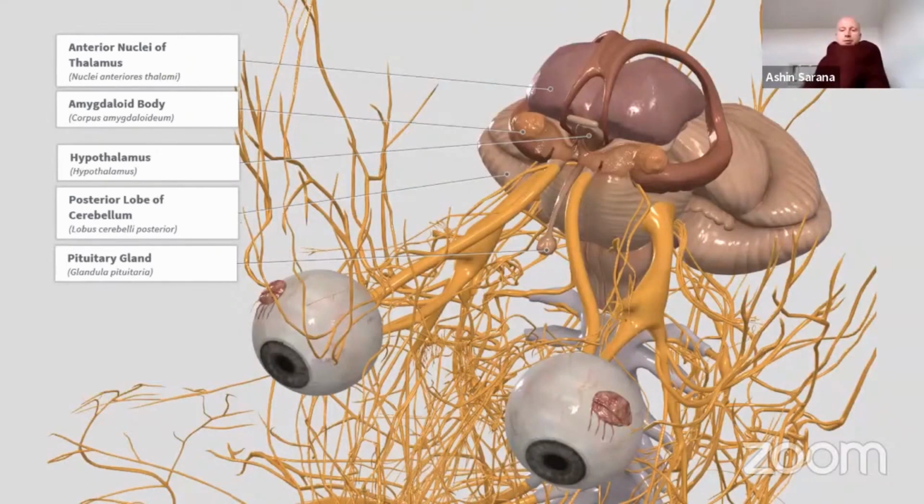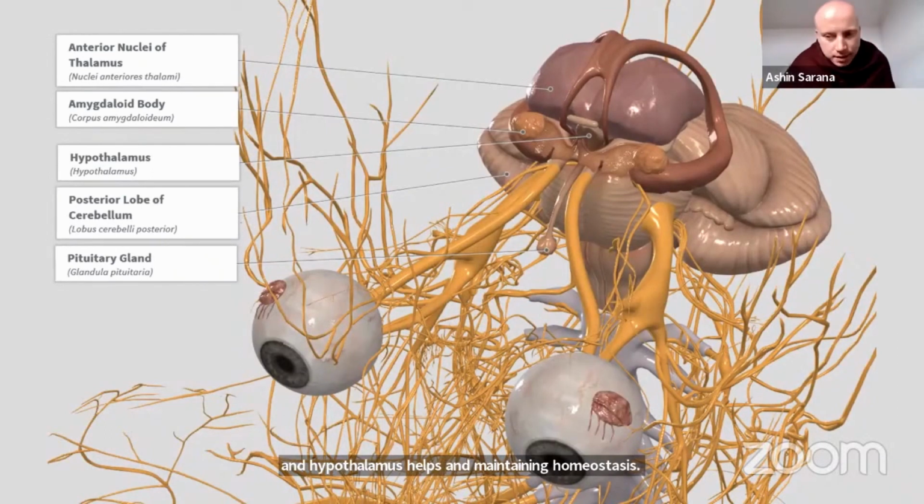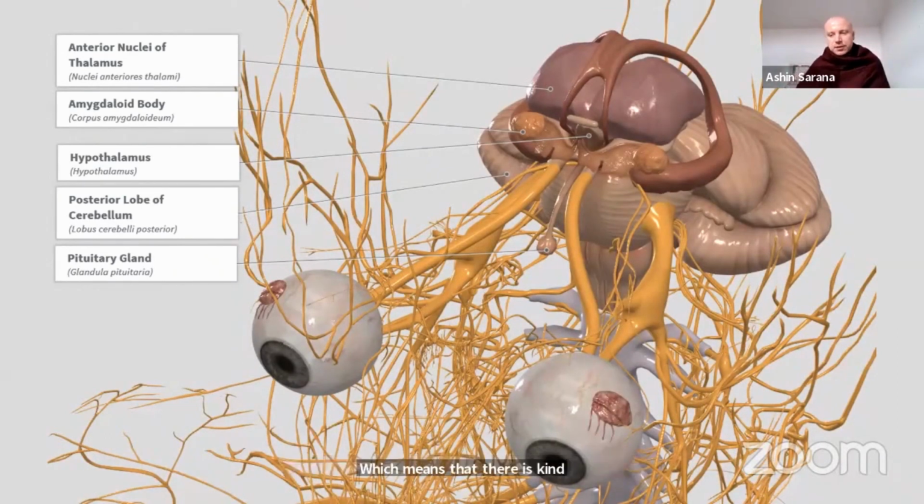And hypothalamus helps in maintaining homeostasis, which means that there is kind of like balance. I think it's balance of temperature and moods.